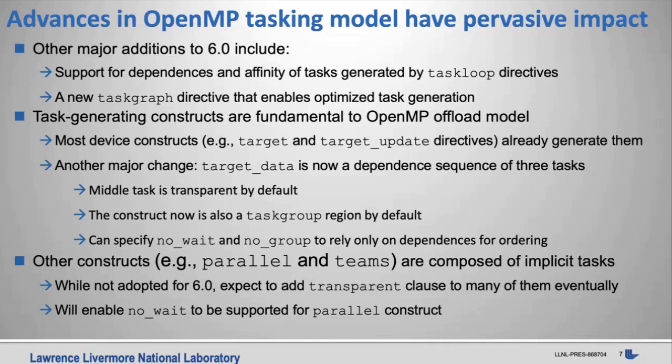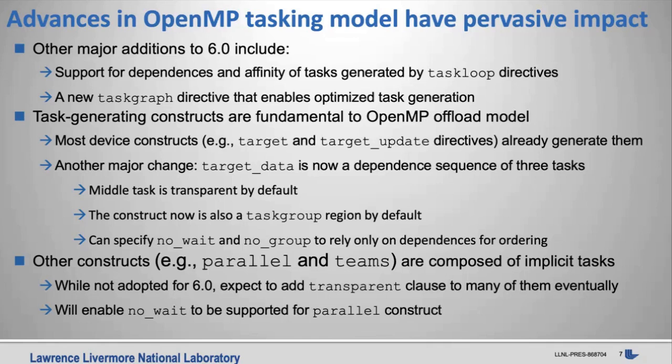And this allows you to specify depend clauses that apply to those tasks and also affinity relationships for those tasks. In addition, we have added a new directive called the taskgraph directive that allows you to essentially memorize a set of tasks that are going to be used with the same dependence relationships and the same task generating relationship across multiple times that you encounter those sets of directives.